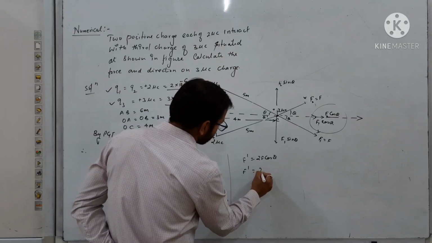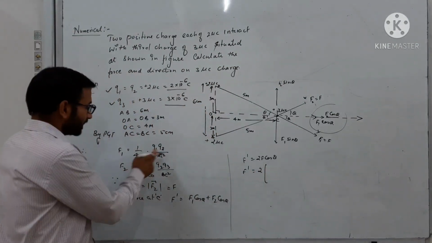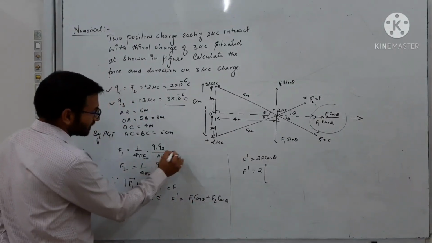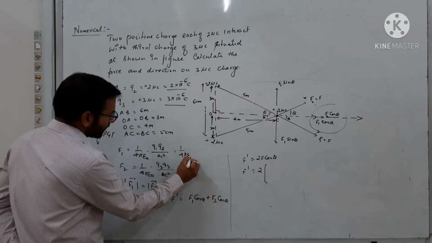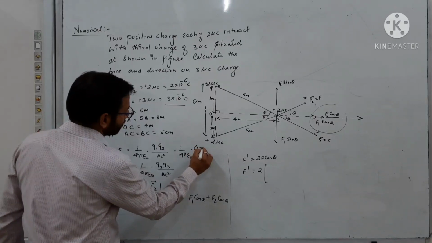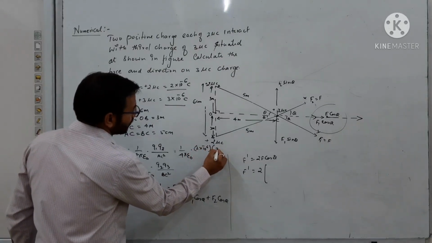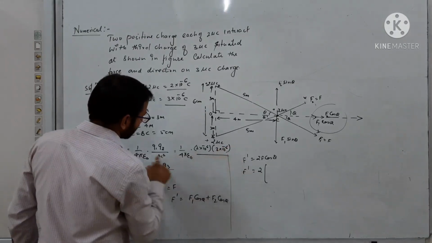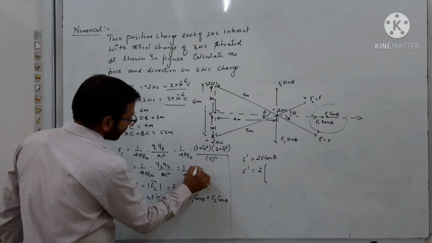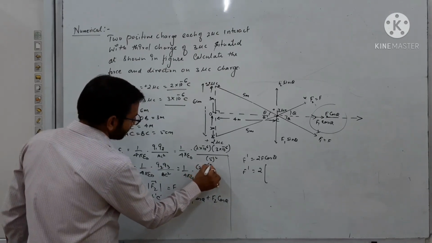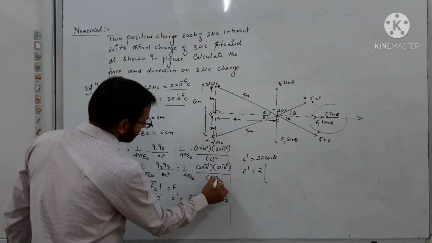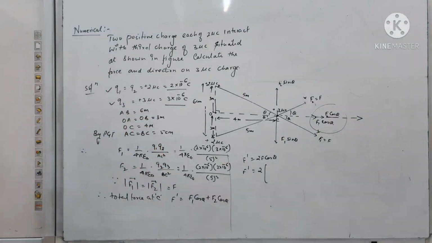After that, F' is equal to 2 F cos theta. In place of F, I am writing the value. F1 and F2 are both the same, because here the value is 1 over 4 pi epsilon naught Q1 Q3. Q1 is 2 into 10 raised to the power minus 6, Q3 is 3 into 10 raised to the power minus 6, over AC, and AC is 5 square. Similarly, here also 1 over 4 pi epsilon naught Q2, which is the same, Q3, which is the same, and the distance BC is also the same. That's why F1 and F2 are equal in magnitude.